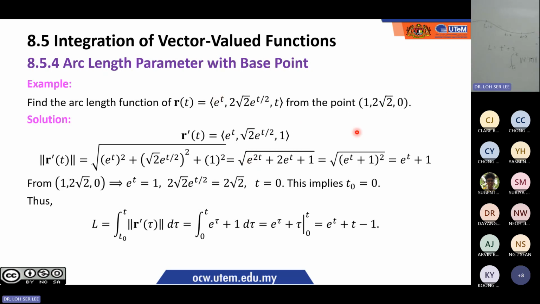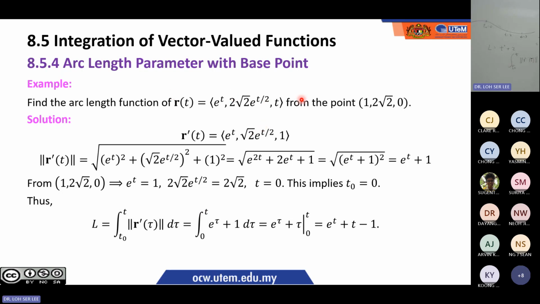Now you can look at this example. Find the arc length function of this arc from this point. So you are given a starting point, only a starting point. This is also a reference point. So we will identify the corresponding t value, and the corresponding t value is 0. T equals 0 to get this point. So we will integrate from 0 up to t.